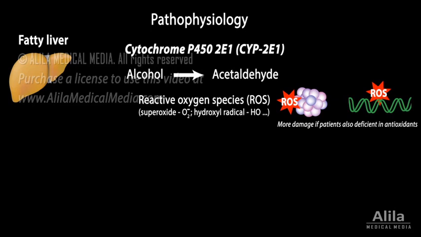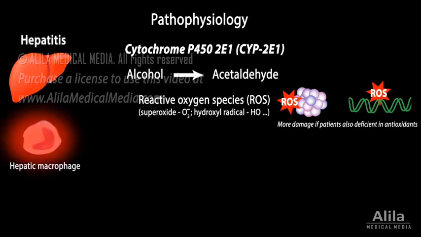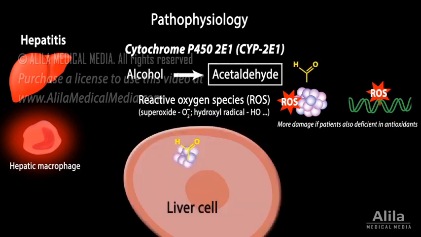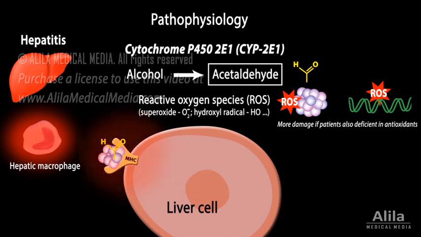Chronic alcohol exposure also activates hepatic macrophages, triggering inflammation. In addition, acetaldehyde can bind to cellular proteins, forming so-called adducts that are seen as foreign antigens by the immune system, provoking the body's inflammatory attacks.